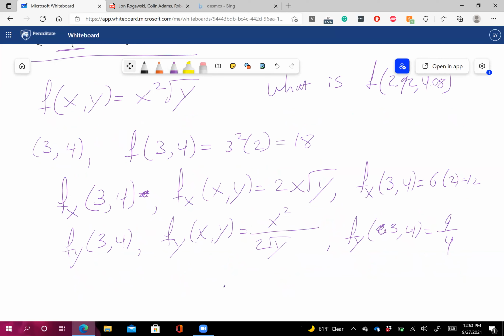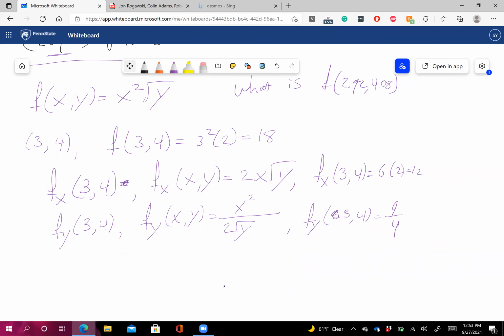So now we can write our linear approximation. So our linear approximation, L of x comma y, is going to be 18 plus 12 times x minus 3 plus 9 over 4 times y minus 4. Any questions so far?